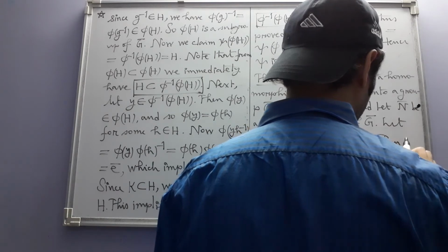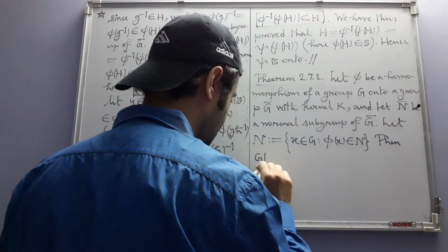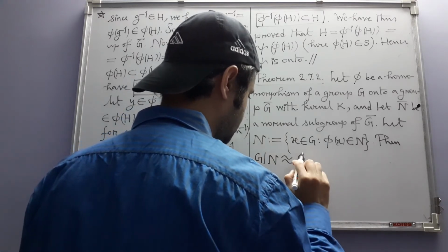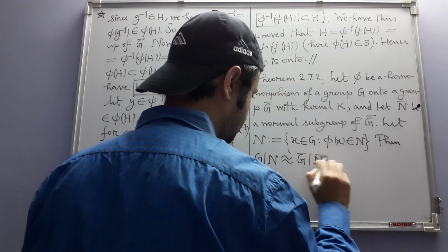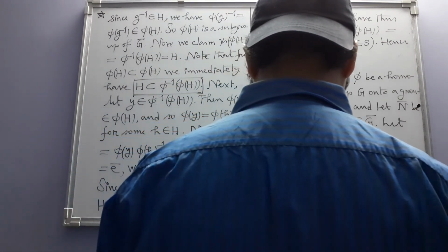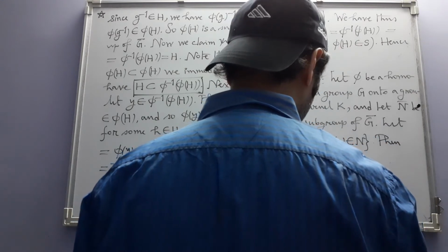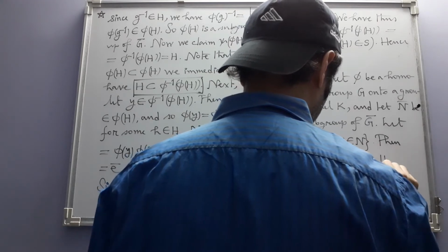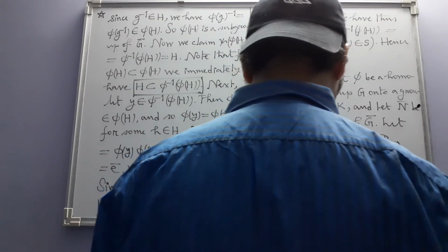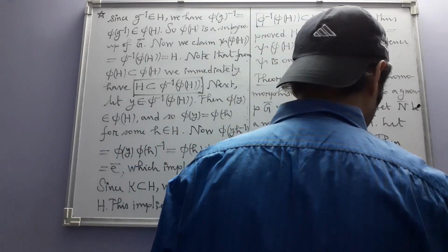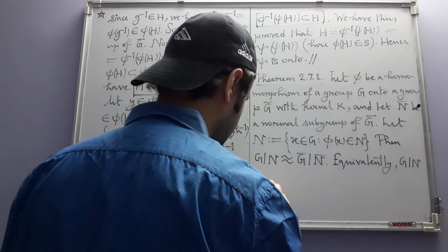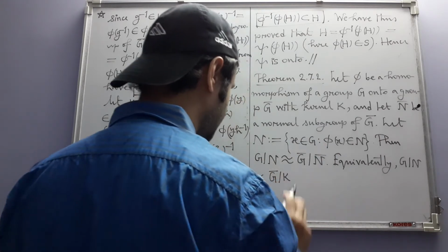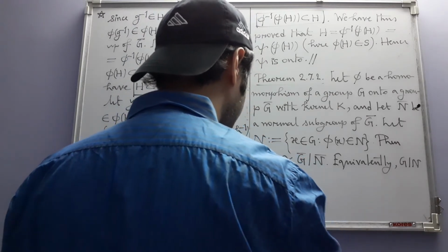Then the quotient group G by N is isomorphic to the quotient group G bar by N bar. Equivalently, the quotient group G by N is isomorphic to the quotient group G bar divided by K. Oh, instead of G bar we will take G by K. Okay.